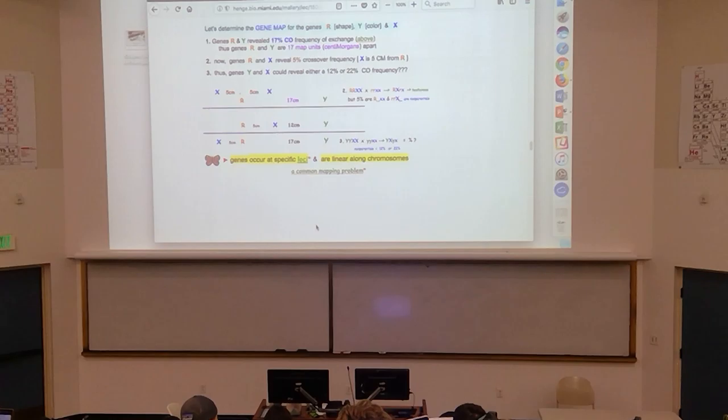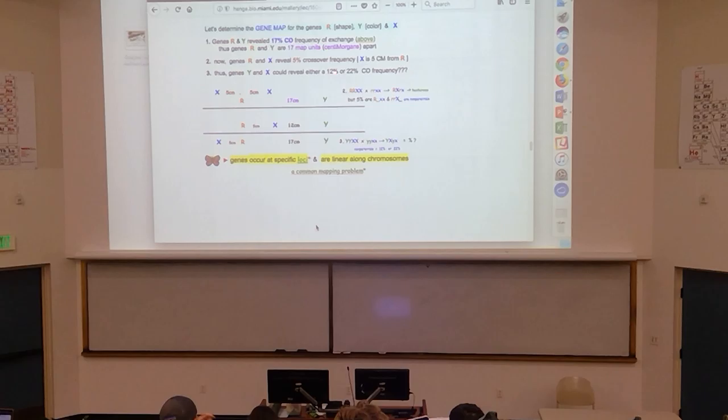What do I do? This time, I take the gene Y and X. I go from homozygous dominant cross to homozygous recessive. I reduce the F1, and I test cross into the homozygous recessive. And I look at the percentage in non-parentals, and I could get two possible answers. I could either get 12% or 22%.